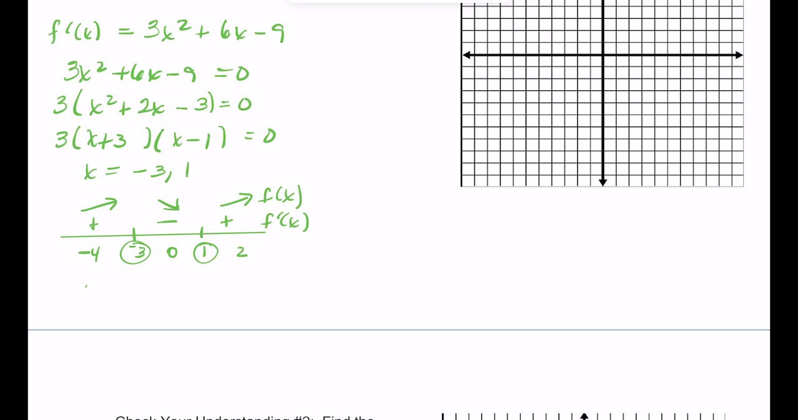Now, to graph it, I want to take my values and plug them in to get some corresponding y values. So if I plug in -3, my critical value, into my original expression, this would give me -27 plus 27, which is 0. And then I have 27 plus 4, so that's 31. I also want to plug in 1, my other critical value.